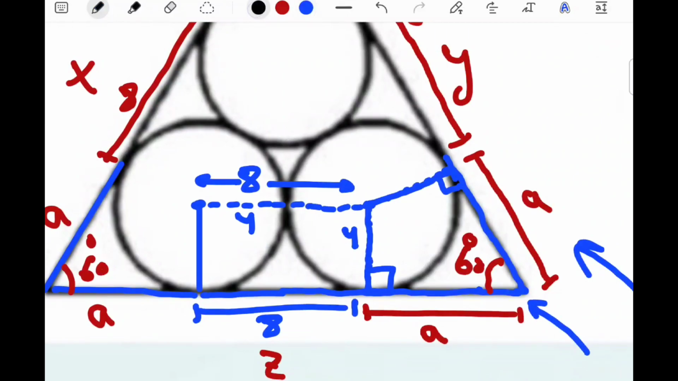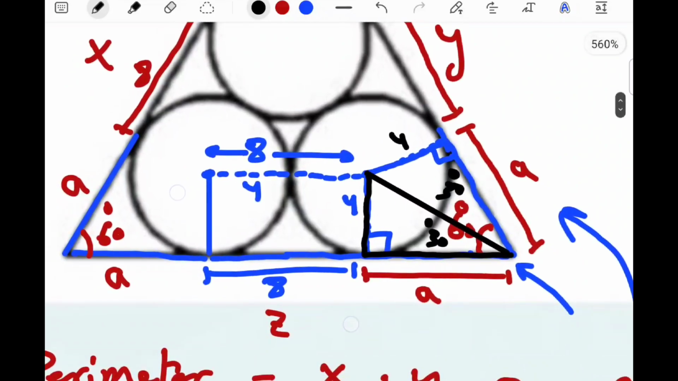So if you draw this line from here to here, this basically will, if this is 4, bisect this angle into two equal angles, 30 degree and 30 degree. So now we have this right triangle, which we can use to find the length A.